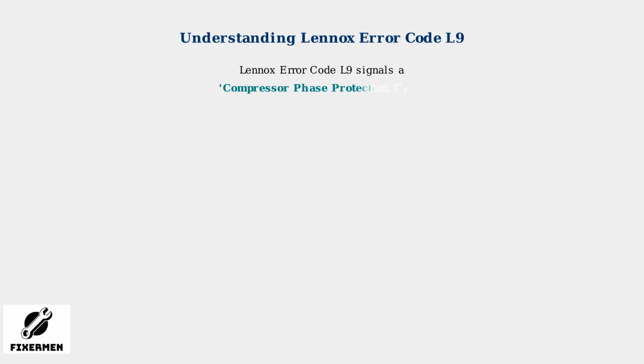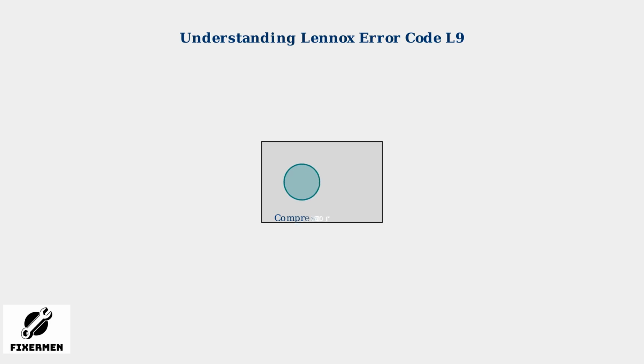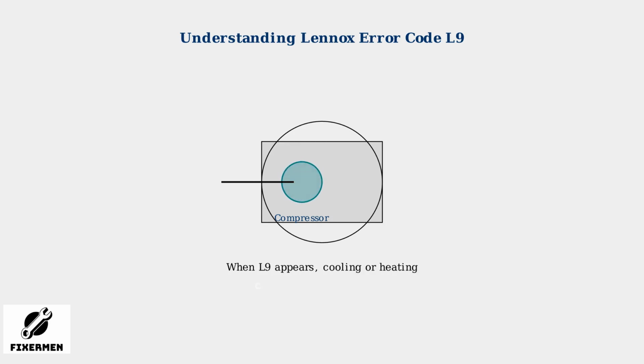Lennox Error Code L9 signals a compressor phase protection fault, indicating an electrical problem with your compressor. The compressor is the heart of your HVAC system, responsible for circulating refrigerant throughout the unit. When this error occurs, it can halt your system's cooling or heating operation completely.